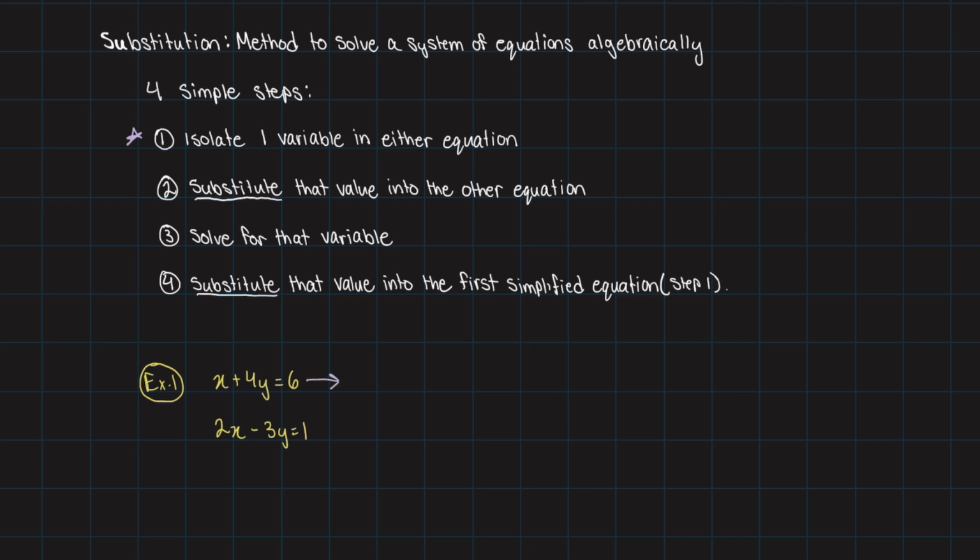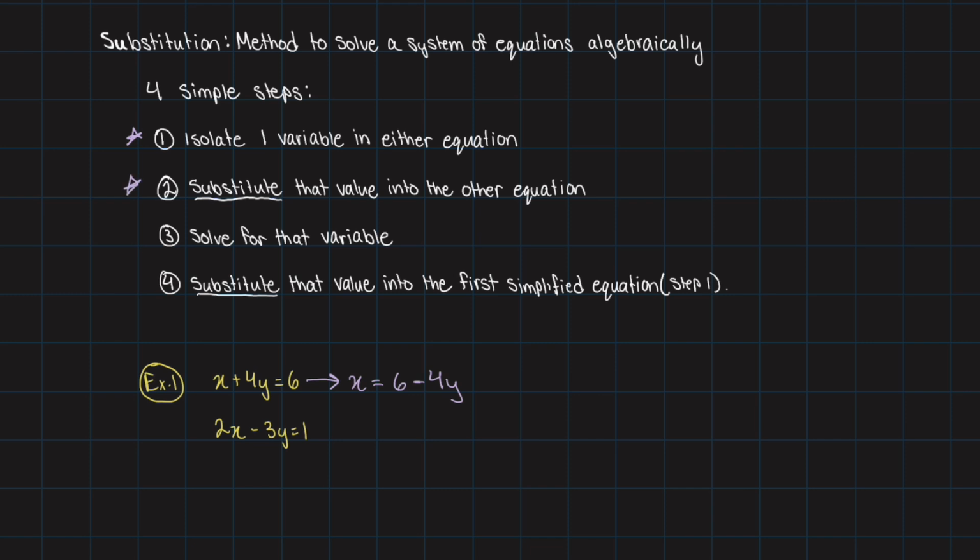So we have x plus 4y equals 6. Now let's isolate x since it doesn't have a coefficient. So x, this is very simple, x equals 6 minus 4y. Just moved it to the other side. Now we're going to move on to step number 2.